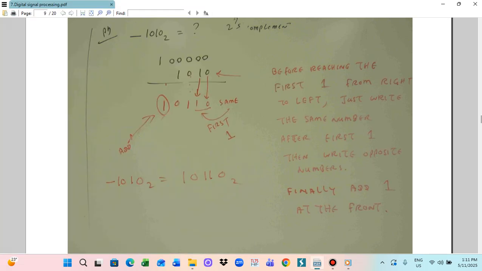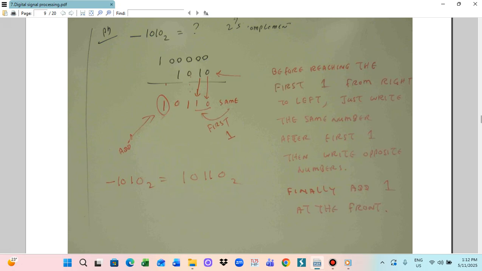So this one is at 0. Before reaching the 1, just write the same number. After this, 0 becomes the opposite 1, and 1 becomes 0, and the final one is an S. Just add the 1. The final step is the addition of 1.